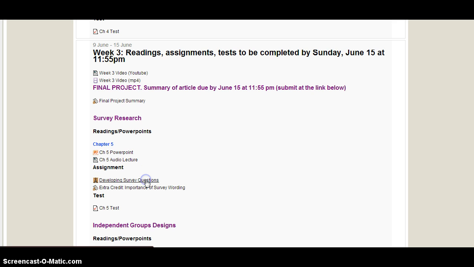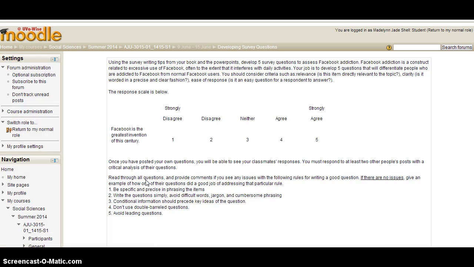On the developing survey questionnaire, I asked you to respond to 2 classmates' answers, and in your response you were supposed to answer these 5 questions. A lot of you only got partial credit on this because you didn't actually answer the 5 questions in your responses. I saw a lot of generic, "this is good" type comments, but there wasn't a lot of constructive criticism that I was looking for. So if you're wondering why you didn't get full credit, that is why.